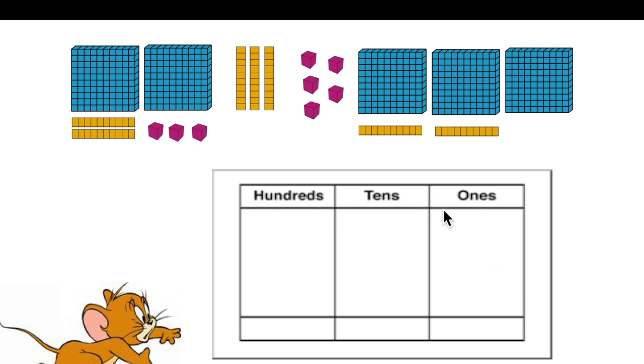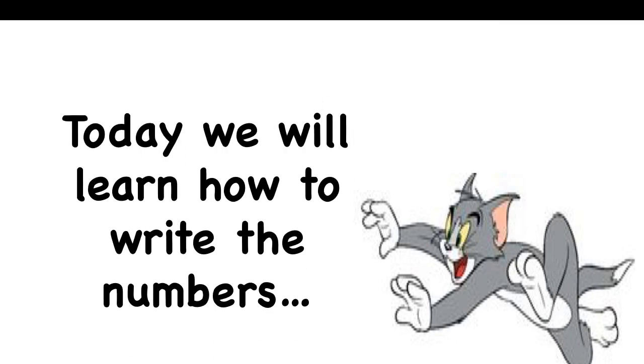So very quickly, how many ones do we have in this picture? We have 8 ones. How many tens do we have? How many groups of tens do we have? We have 7. And how many groups of hundreds do we have? We have 5. So what's the final number showing in this picture? For this picture, it is 578. That was the previous lesson.